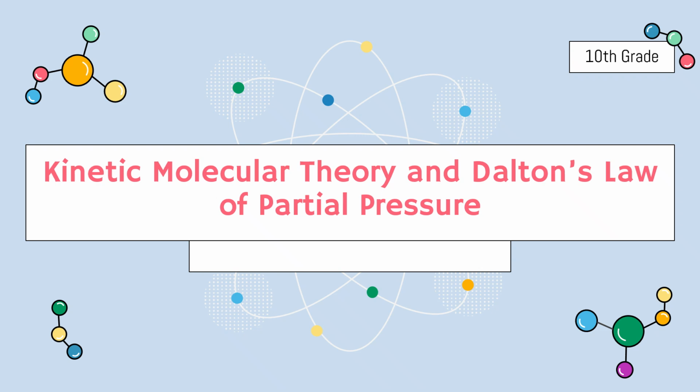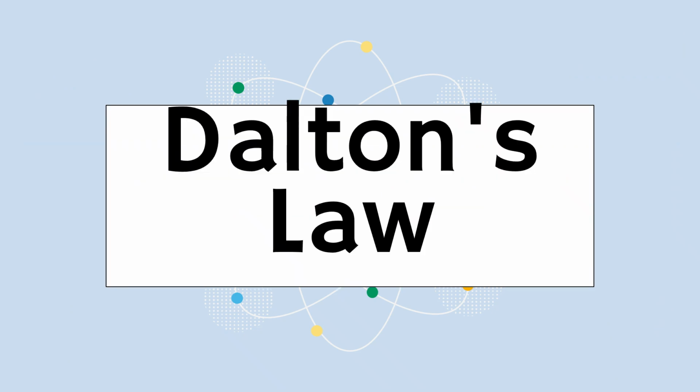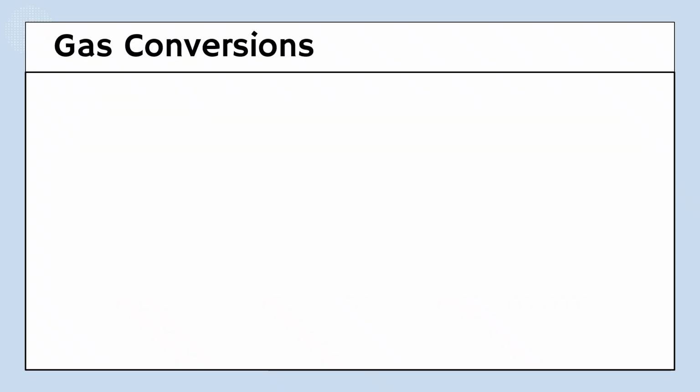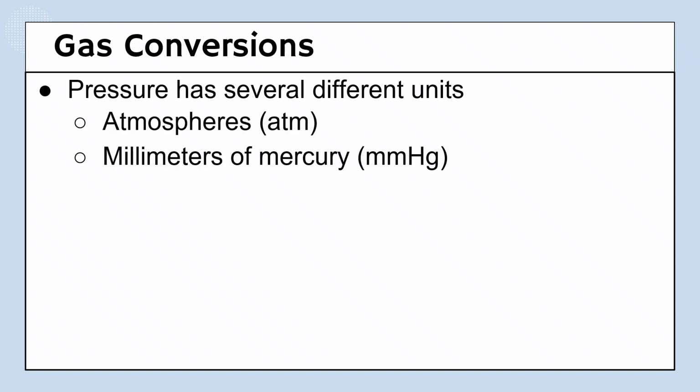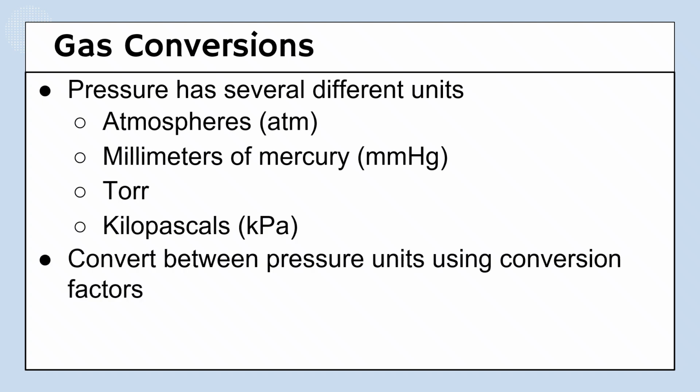Alright, so today we're going to do the third and final part of the lecture on kinetic molecular theory and Dalton's law of partial pressure. We're going to talk about Dalton's law, but first, before we do that, we've got to talk about gas conversions. Pressure has several different units. We have atmospheres, millimeters of mercury, torr, and kilopascals.